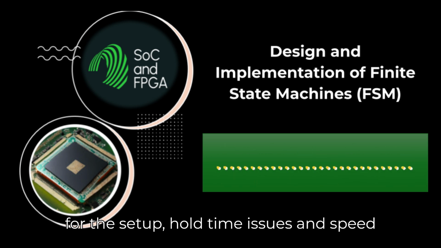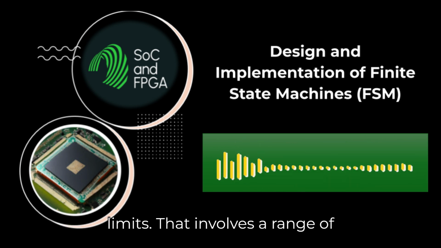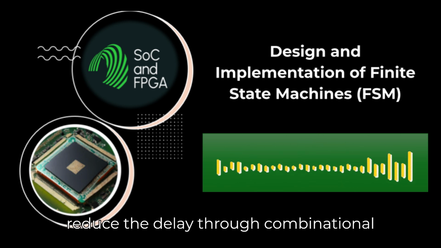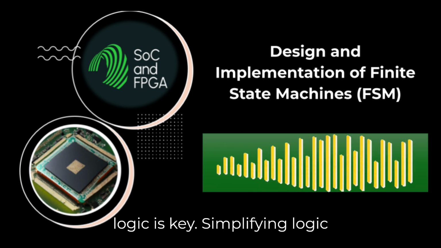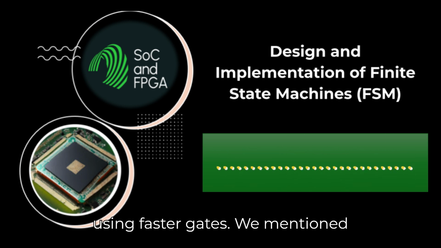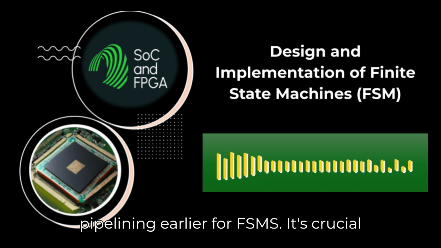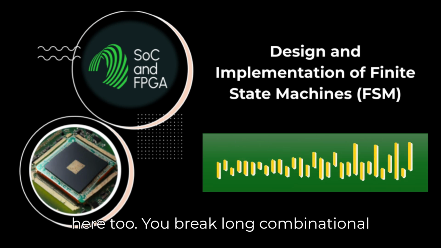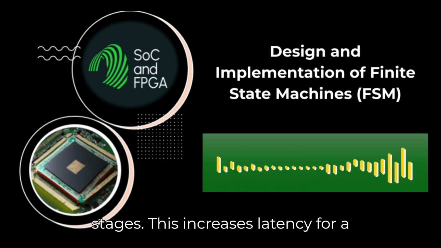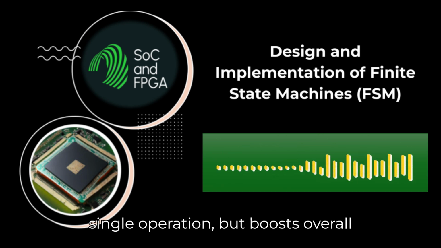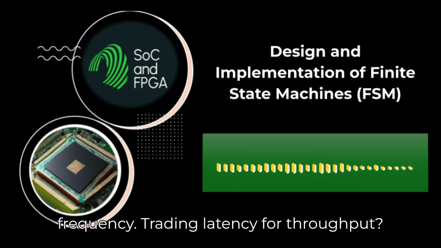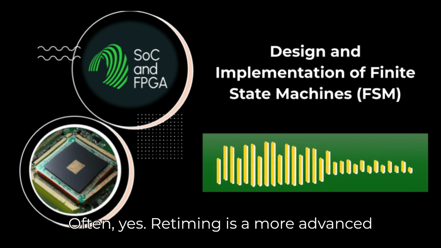Okay. And for the setup hold time issues and speed limits? That involves a range of strategies. Optimizing logic paths to reduce the delay through combinational logic is key. Simplifying logic, using faster gates. We mentioned pipelining earlier for FSMs. It's crucial here too. You break long combinational paths by inserting flip-flops, pipeline stages. This increases latency for a single operation but boosts overall throughput by allowing a higher clock frequency. Trading latency for throughput. Often, yes.